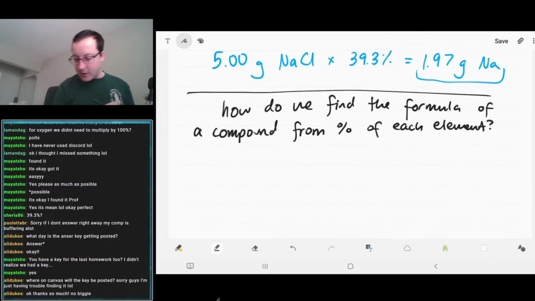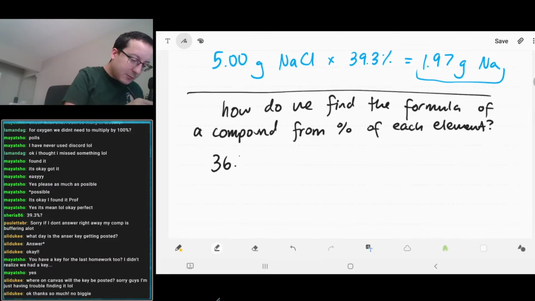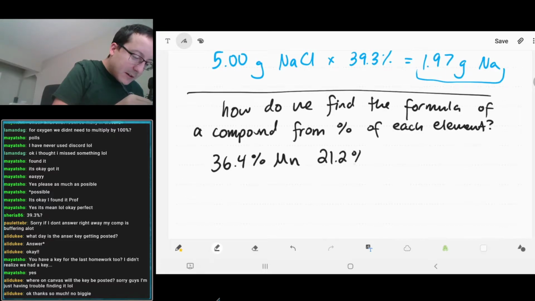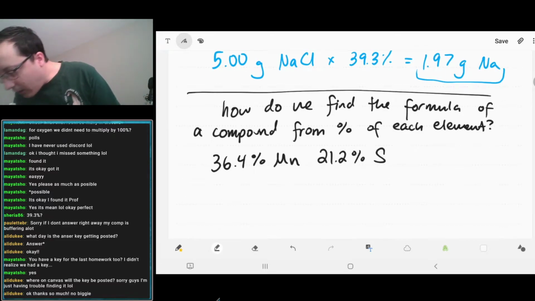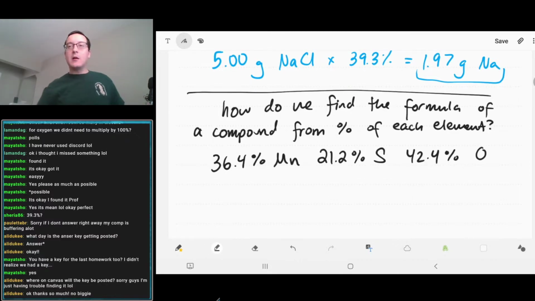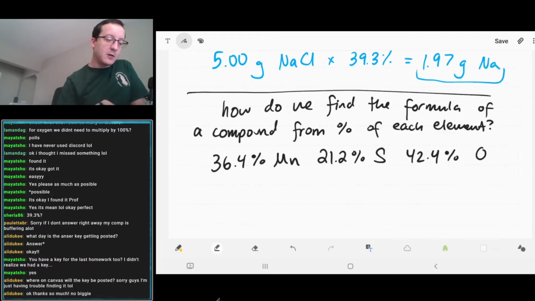So let's say there was a compound that is 36.4% manganese and 21.2% sulfur and 42.4% oxygen. Okay, so these numbers would be given to you. They were collected by some way of getting this data, and so it's been found that this particular compound is made of these percentages of these three elements. And we can see that these look like they will add up to 100, so they'll be the entire thing.